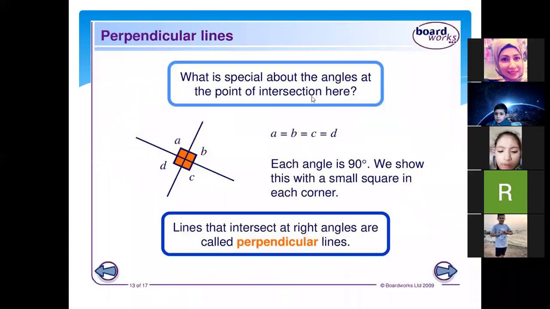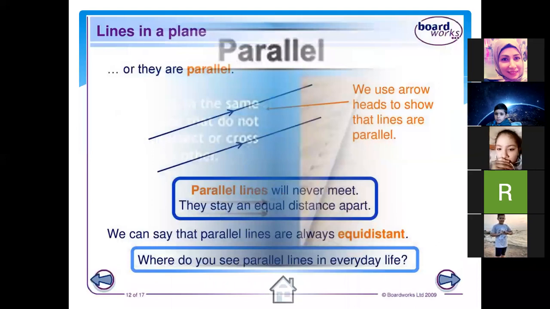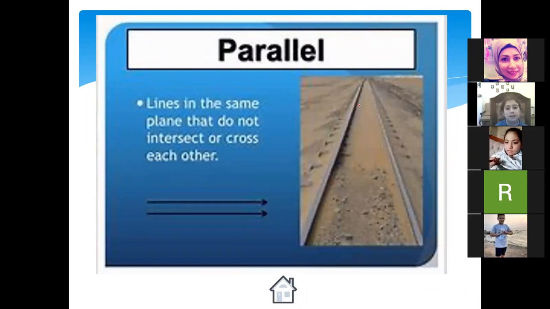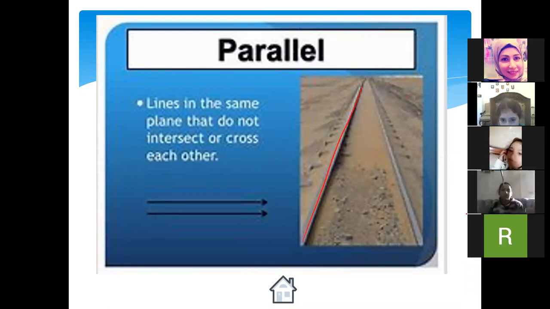Where do you see parallel lines in everyday life? Where do you see parallel lines? On the street. Excellent. Did you see the picture here? Okay, Rahaf, on the street, the diagonal lines here are facing each other, so we call them parallel lines. They don't intersect at a point. Okay?